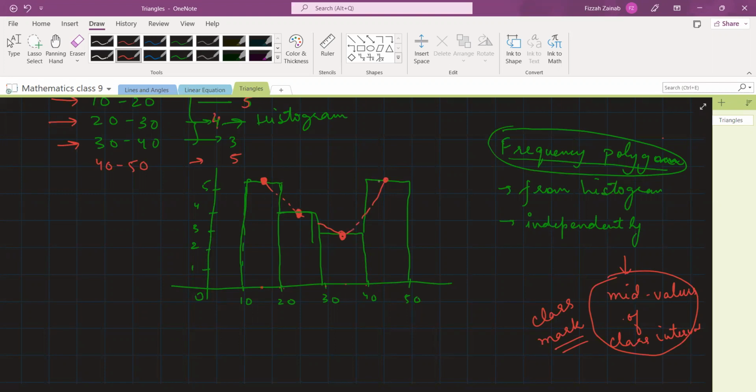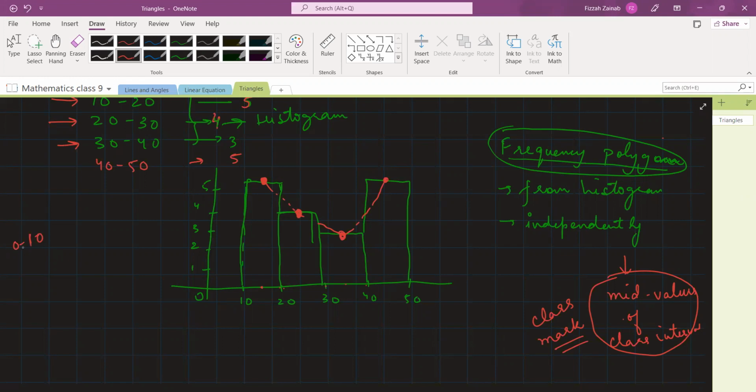But this is incomplete, right, Zeba? Jesslyn? Yes, ma'am. Okay. Now to complete the polygon, what we do is just before this 10 to 20, we take an imaginary class interval. So what do you think? The gap is actually 10, 10 to 20, 20 to 30. So before this, the class interval has to be 0 to 10. Is that clear?